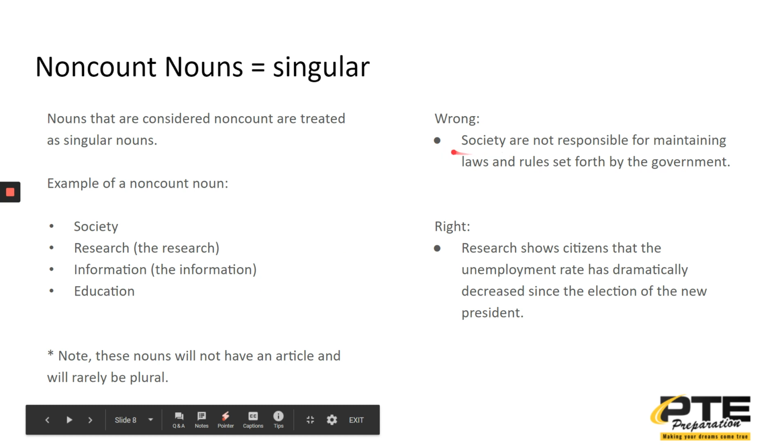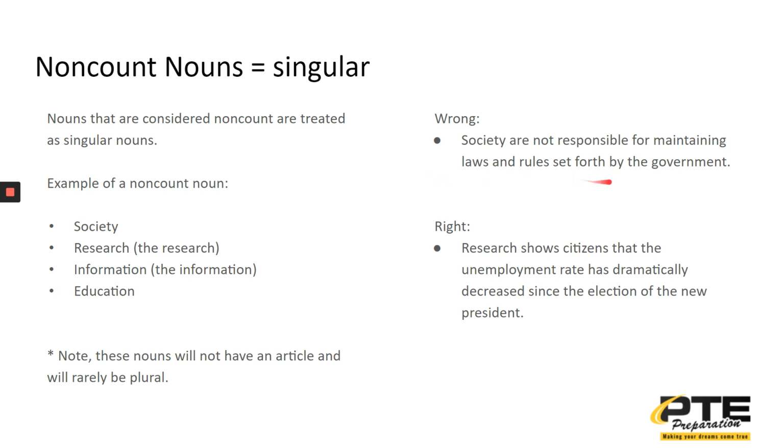So a wrong example of how to use these: society are not responsible for maintaining laws and rules set forth by the government. Even though society can be a group of people, it's still singular, so you should use is. Society is. Research shows citizens that the unemployment rate has dramatically decreased since the election of the new president. So in this case, we add the S because research really is a third person singular noun, so it shows.